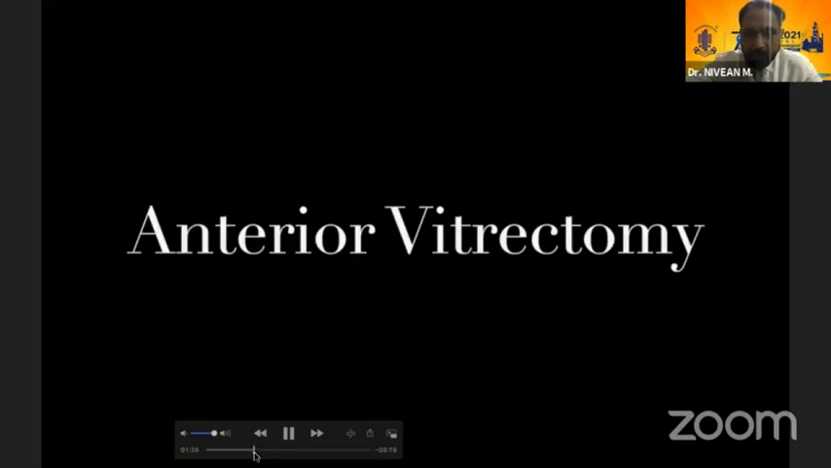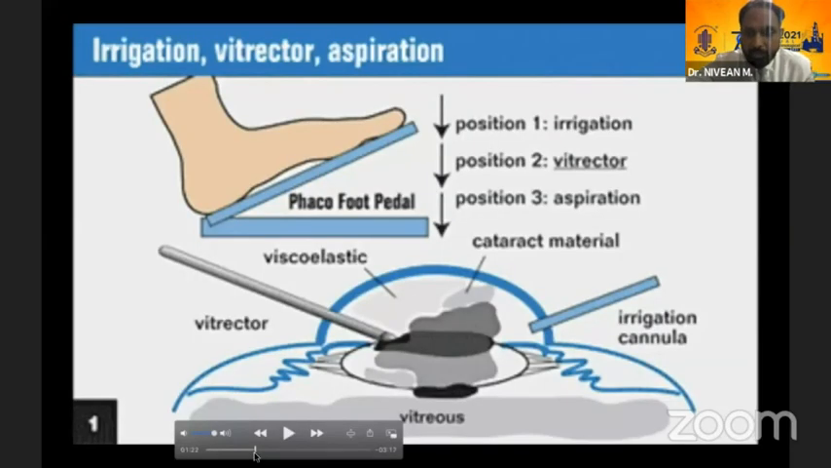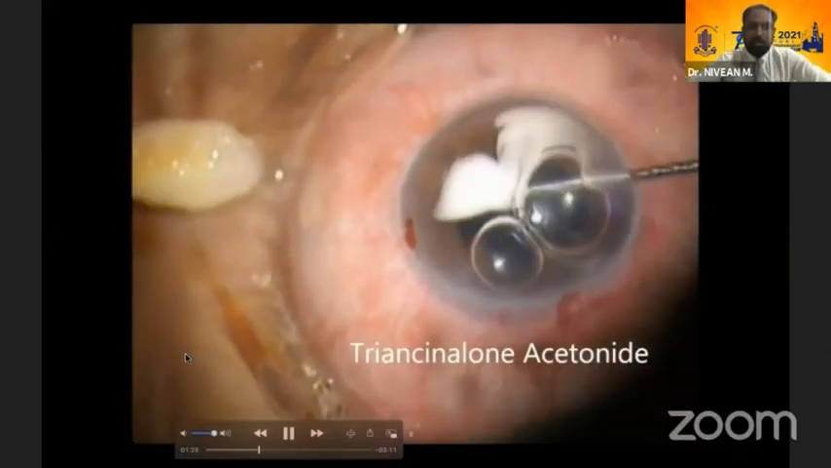So the first thing every surgeon should know is the anterior vitrectomy. In SICS, we can make another side port. So we can use these two side ports to perform the anterior vitrectomy, one using the irrigation, the second using the cutter. So first, we have a case of a rent in a small incision.